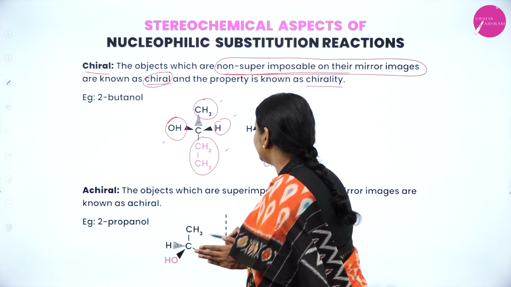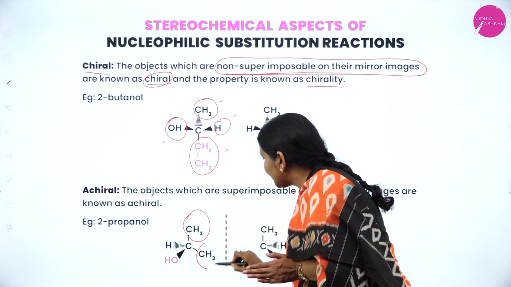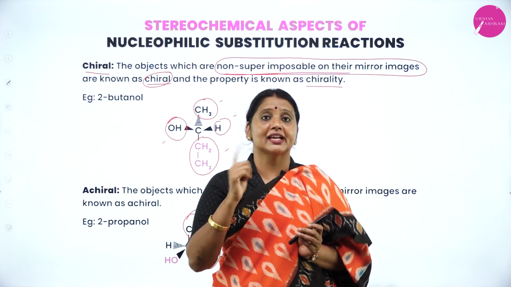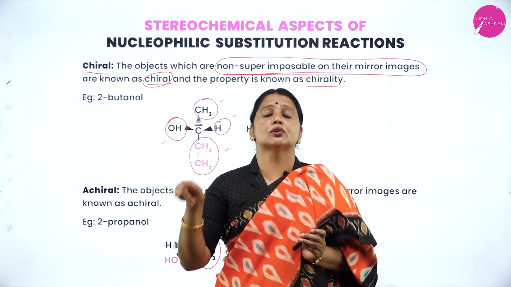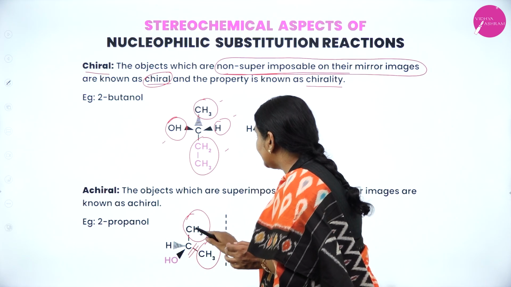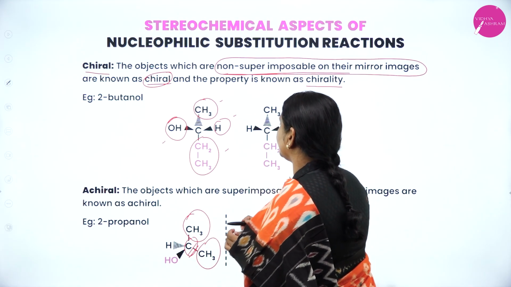Next, consider this one. Here, which group repeats twice? CH3 repeats twice. Therefore, this carbon is not called chiral. As I explained earlier, any carbon is said to be chiral only if all 4 groups or atoms attached to it are different. But here, methyl repeats twice. Therefore, this carbon is not chiral. It is known as achiral.